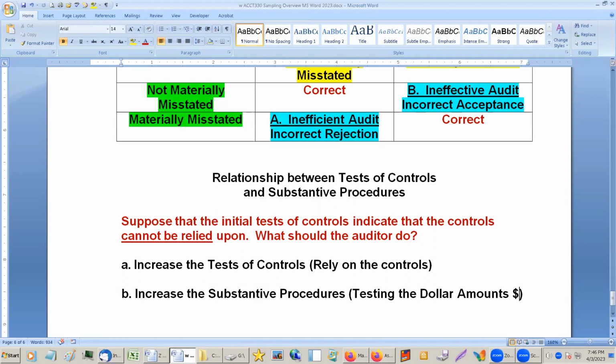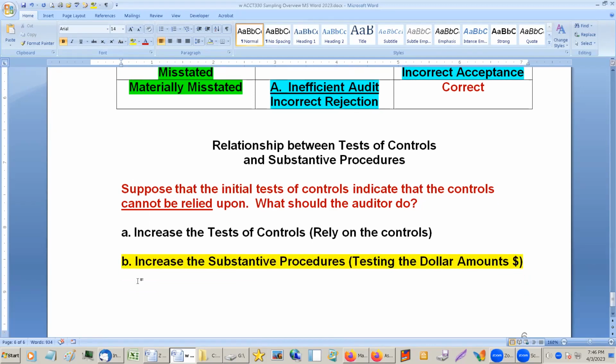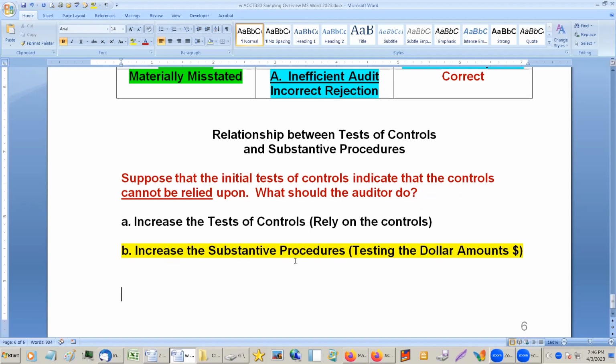Your whole point of relying on the controls is that you can reduce these substantive procedures. So if you find out right away that you cannot rely on them, more testing isn't going to make these controls any better. You ditch the testing of controls and you simply increase the dollar amounts. So if you can't rely on the controls, which you kind of want to, then you go to plan B or C or whatever plan this is, and do the warranted substantive procedures.